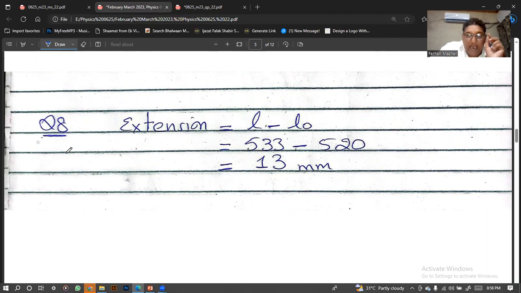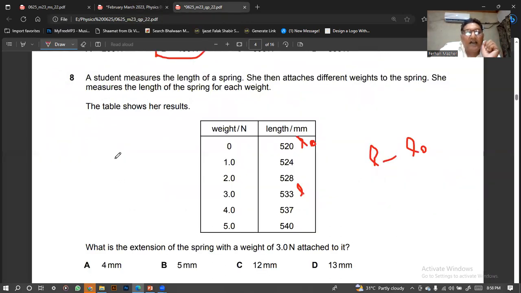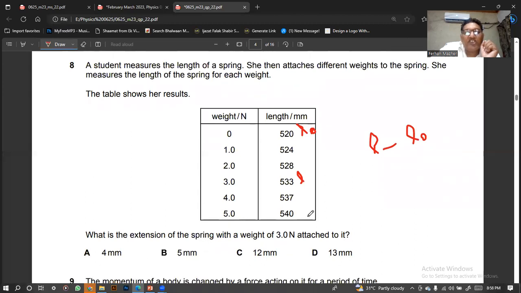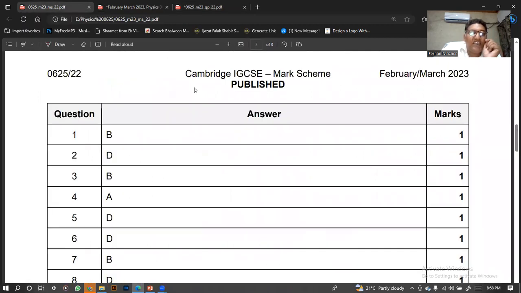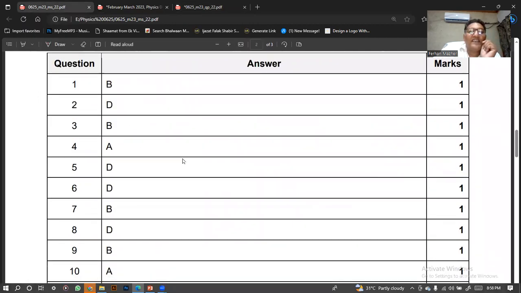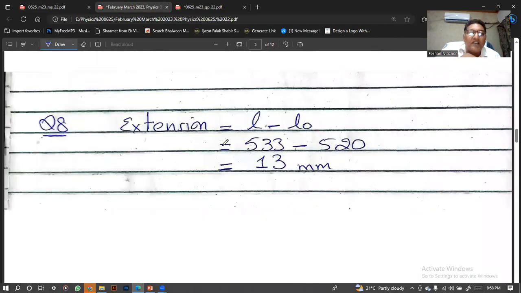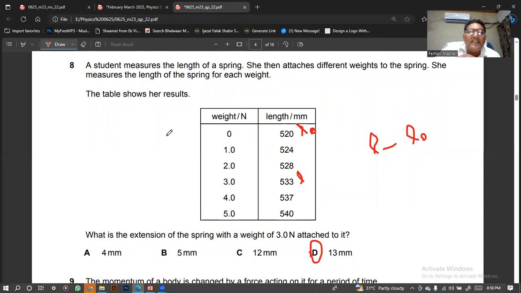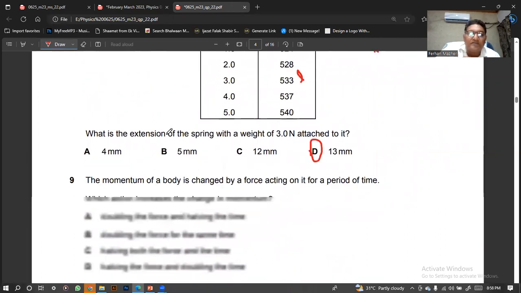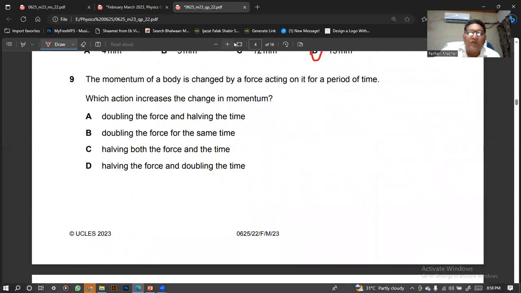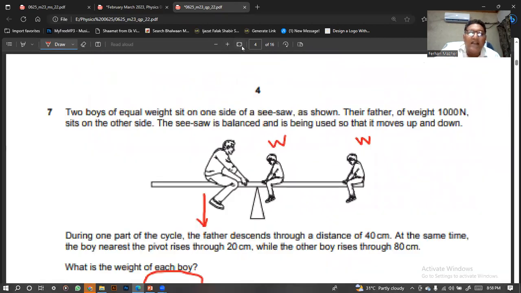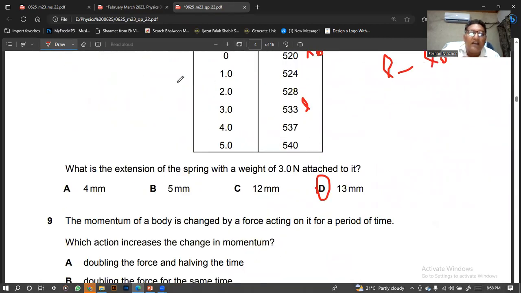So when you hang a 3 newton weight, the extension will be 13 millimeter. I said newton, it's 13 millimeter. D is the right option. So you can see question number 8, D is the right option, sir. So we have question number 9.